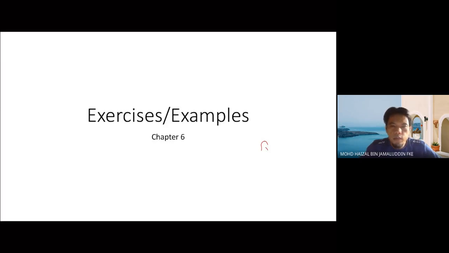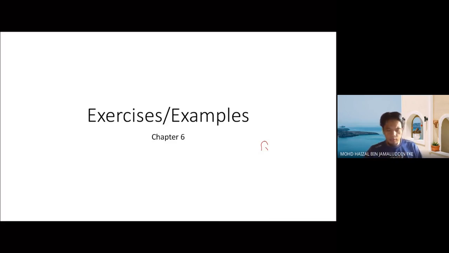I'm in UTM. So as promised, I have tried to copy some examples from the previous test and final exam related to chapter 6, which is the integrated circuits. So here, I think I have 4, 5, 6 examples that I will show step by step how to answer the questions. Okay, so without further delay, let's see how we can do this.